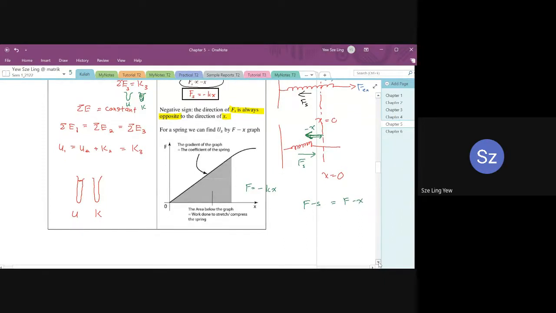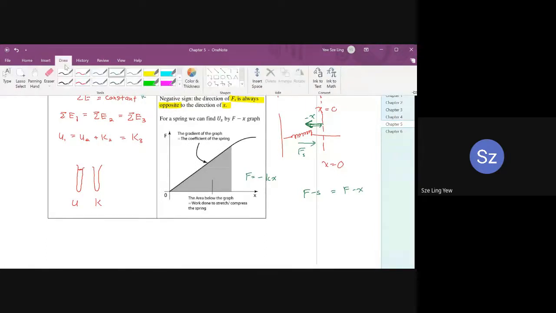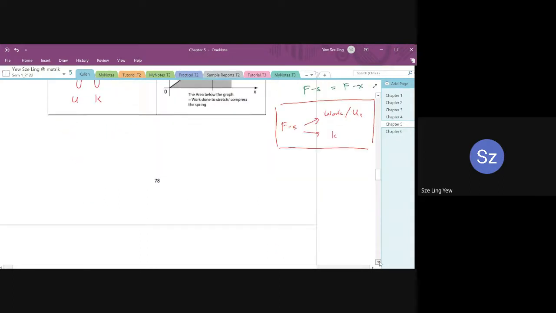All right, they use different symbols. So by just looking at this F-s graph, what information can you get? You can get the work done, work or energy, U_s, and then you can get k, the spring constant. So two pieces of information can be obtained from the graph.